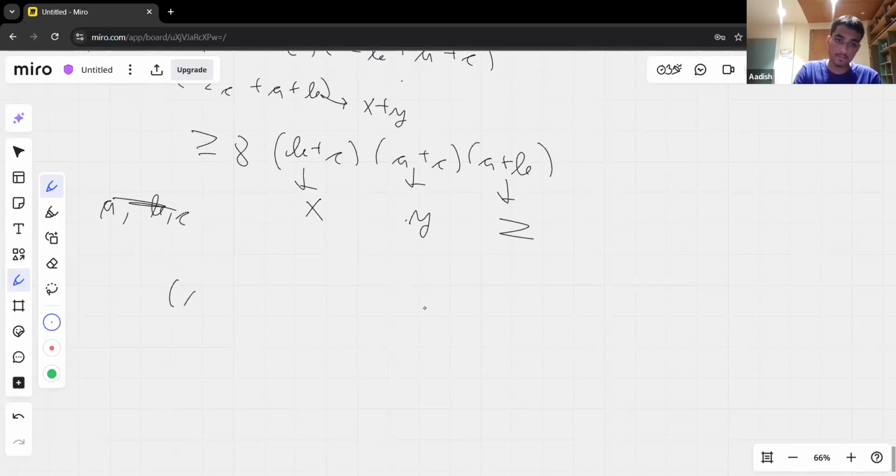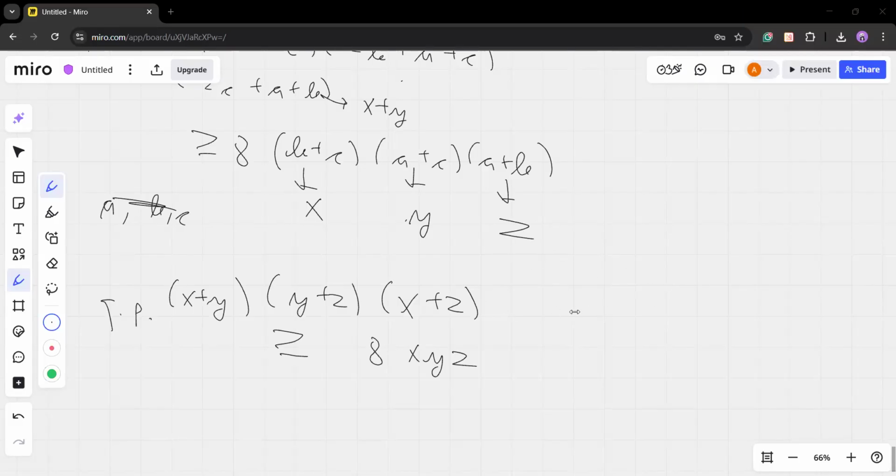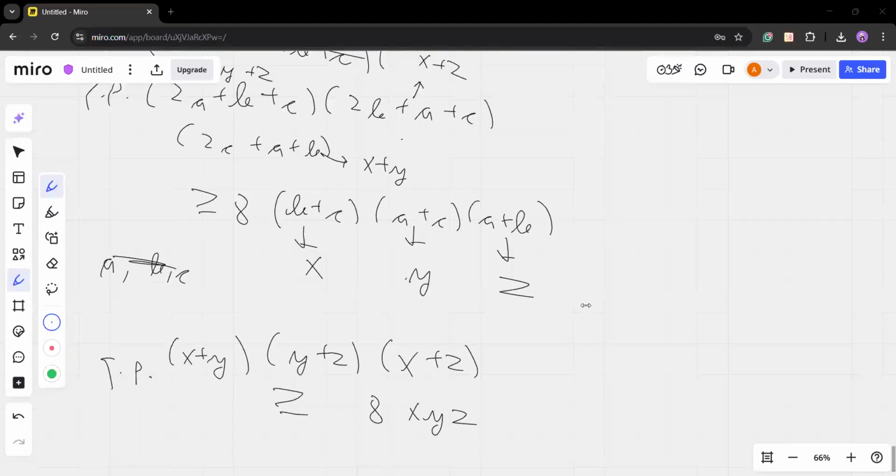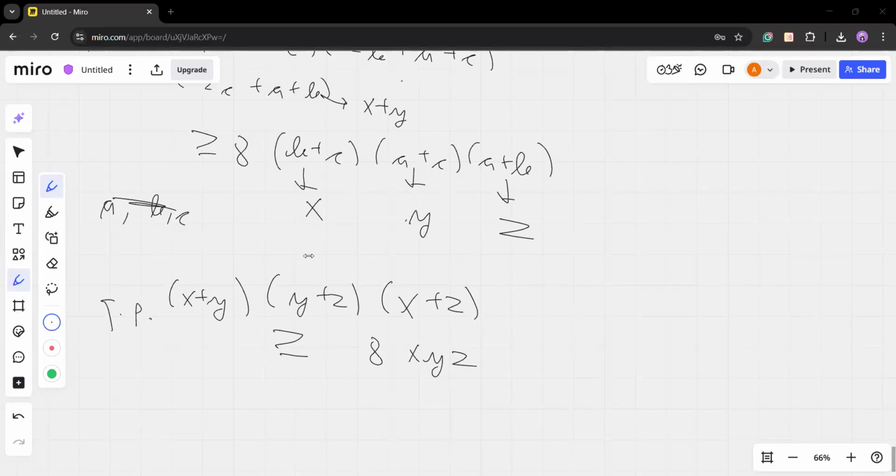So X plus Y times Y plus Z times X plus Z. It suffices to prove this, right? Does everyone see that? Why does it suffice to prove this?